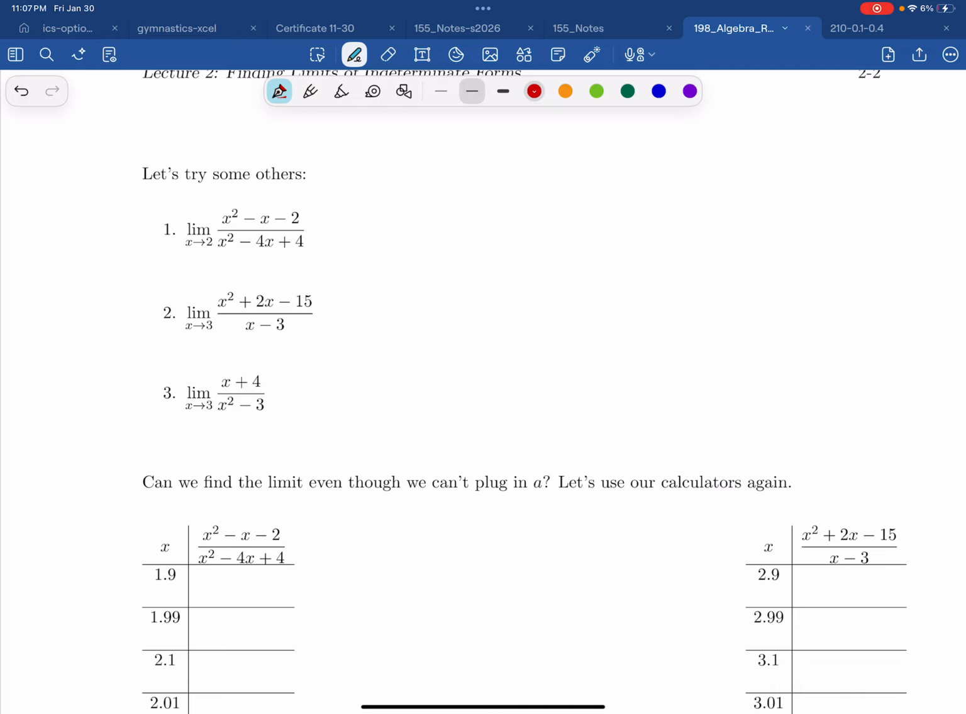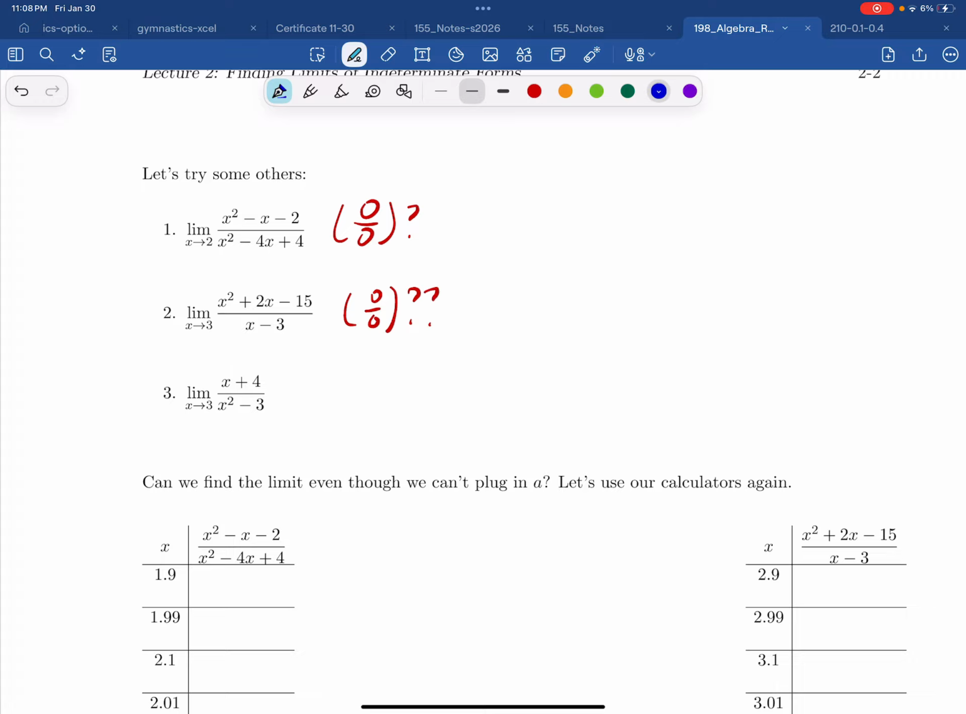Let's try some other examples. Okay? Here, we have x approaching 2. So what happens when we plug this in? Remember, we're looking for a non-zero number over 0. I think we're getting 0 over 0. Okay, that's where we'll come back to that one. X approaches 3. Plug that one in. I think we also get 0.